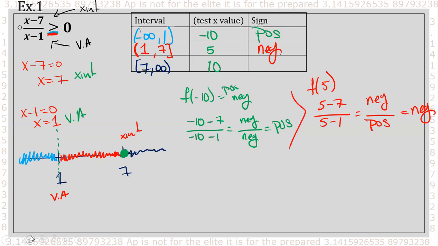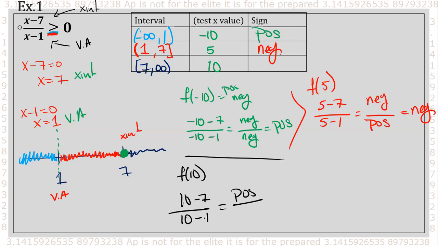Okay, last but not least, we have this example right here. Evaluated at 10. So we're going to go ahead and get 10 minus 7 divided by 10 minus 1. And we got a positive number on top, right? And 10 minus 1 gives me 9, which is a positive. And I got positive, right?